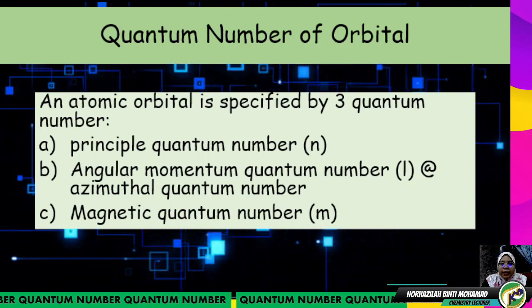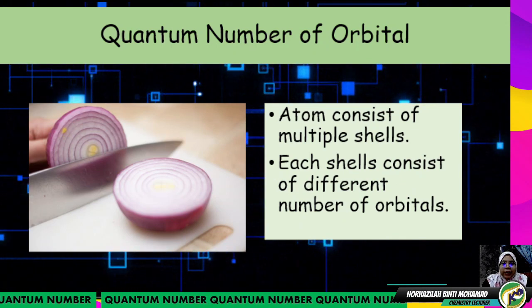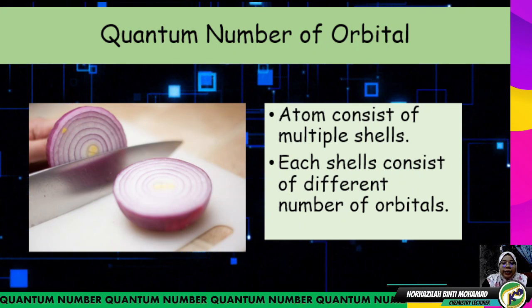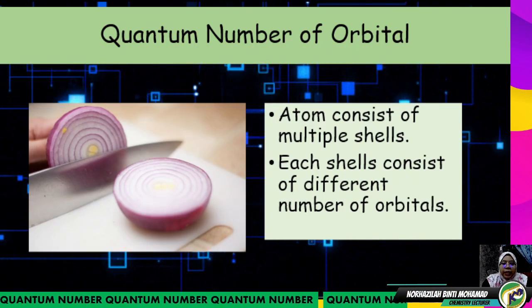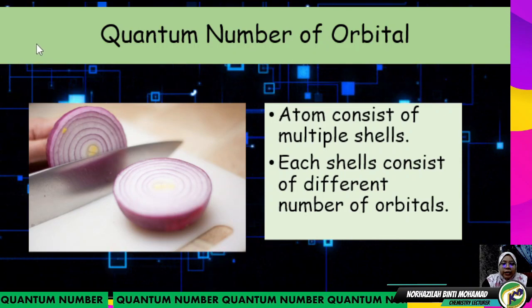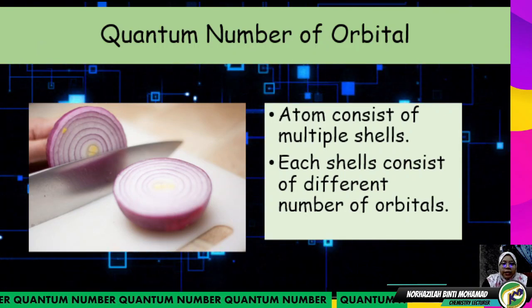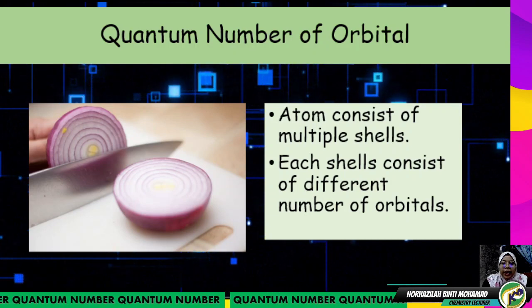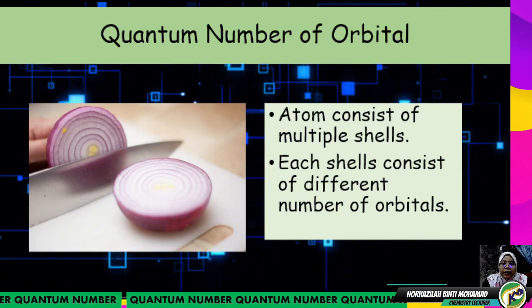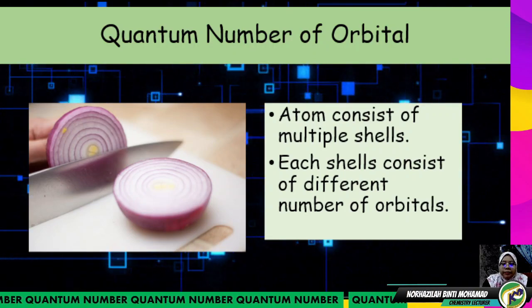The symbol is m. Based on this picture, we can imagine that our atom is like an onion because our atom consists of multiple shells. Each shell will consist of a different number of orbitals. So a bigger shell will have a higher number of orbitals compared to a smaller shell.